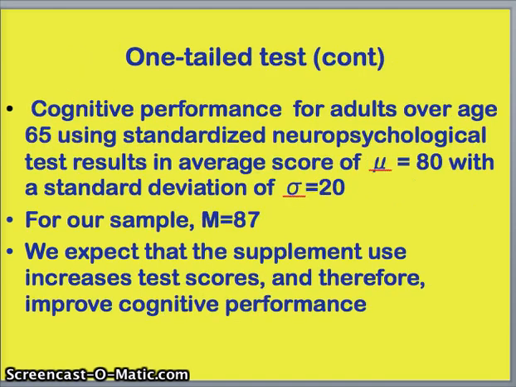Cognitive performance for adults over 65 using standardized neuropsychological tests has shown a population mean score of 80, with a standard deviation for the population equaling 20. For our sample, the sample mean equals 87. We expect that the supplement use increases test scores and that it will improve cognitive performance.